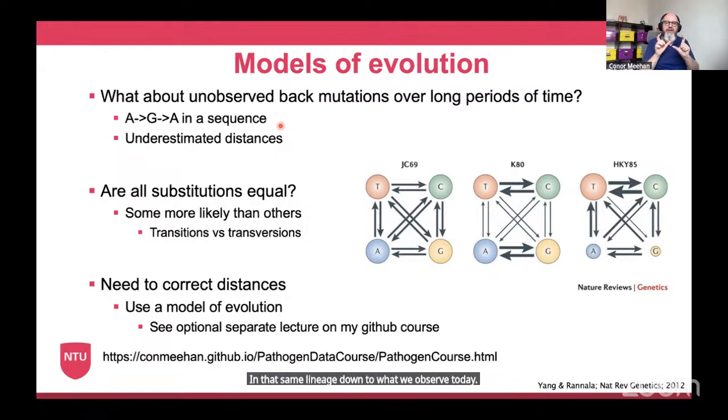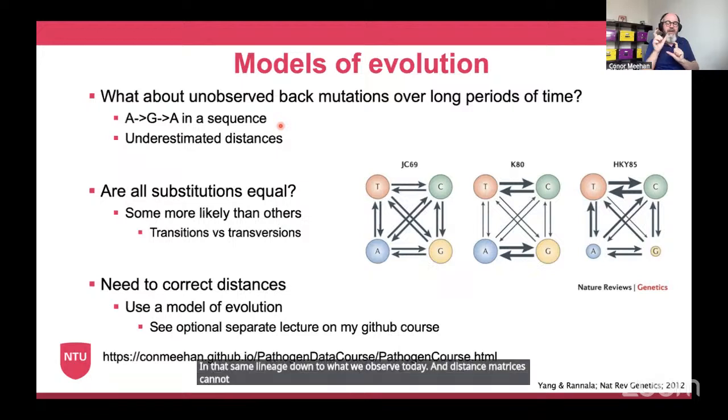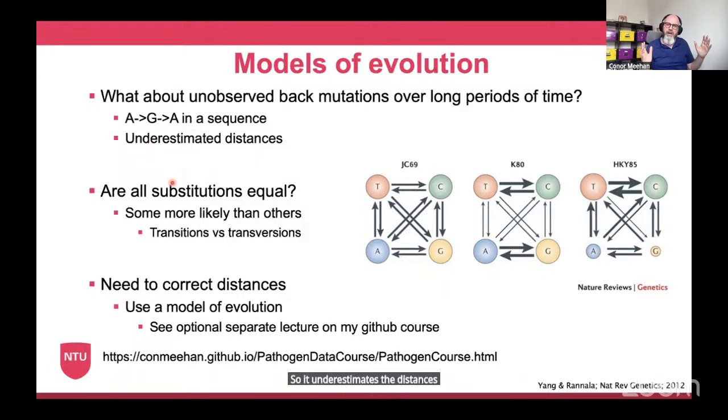Distance matrices cannot take that into account, and neither can parsimony. They just see what's in front of them. They'll just see that final A. So actually, you had two mutations where it'll say there are no mutations. So it underestimates the distances. So again, over long periods of time, distance approaches have real problems with that.